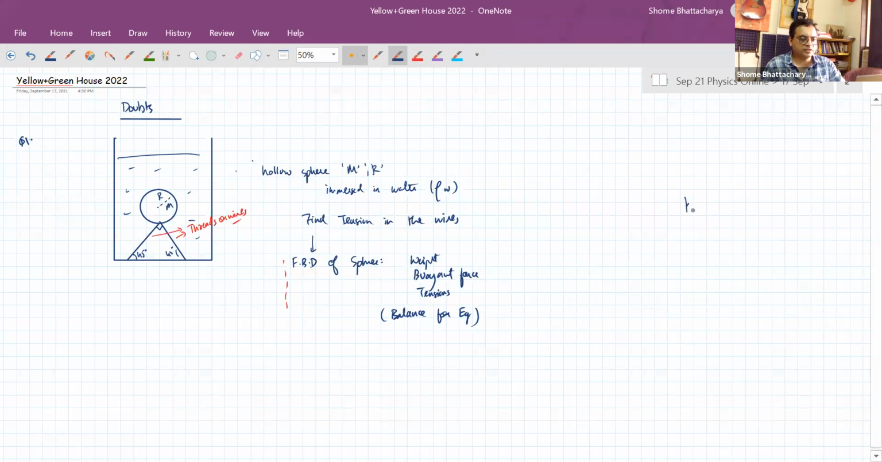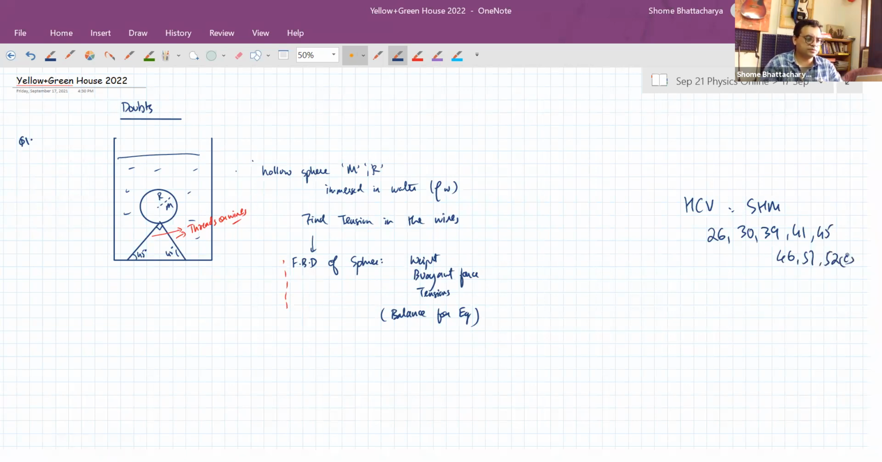Then we are also doing HC Verma SHM questions. So if you have HC Verma with you right now, you can start going through these questions. We'll discuss them very shortly after doing a couple of more doubts from earlier chapters. So these are the questions from SHM which we'll be discussing.